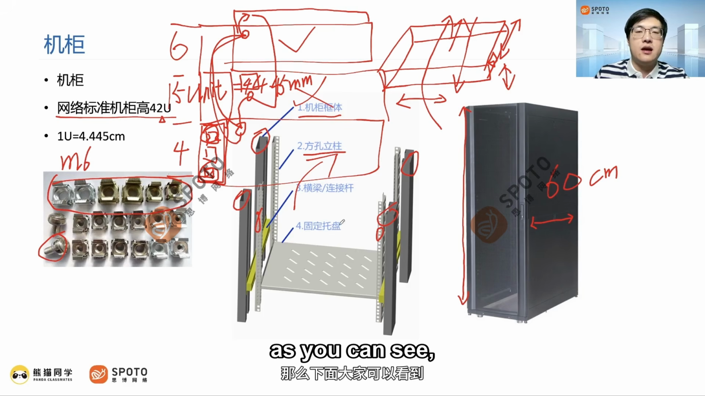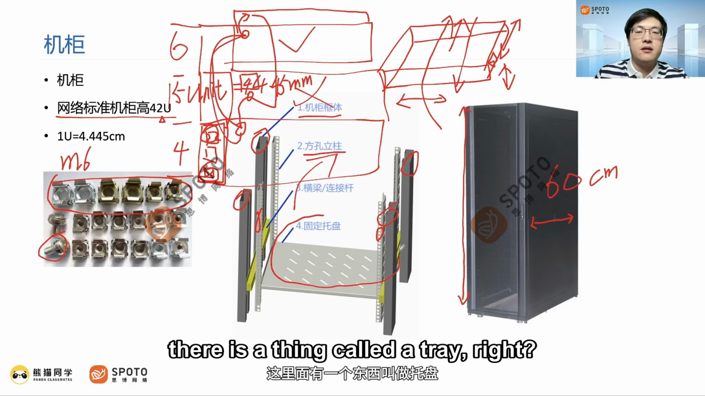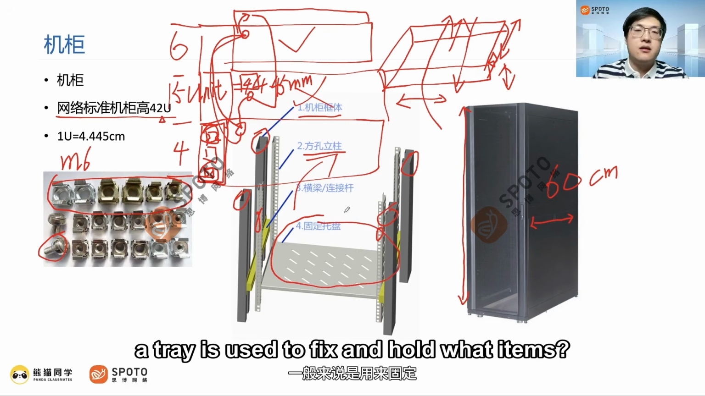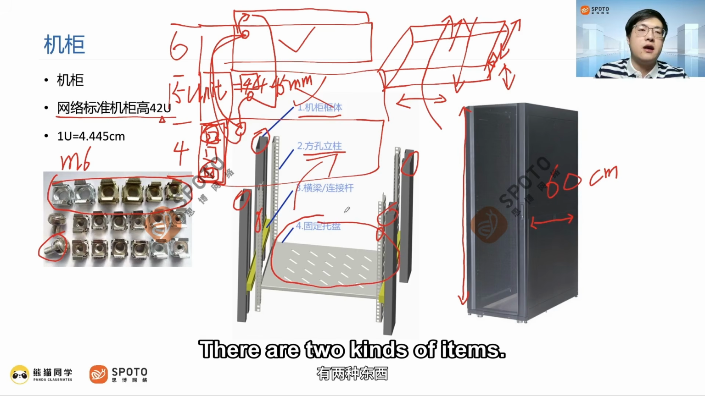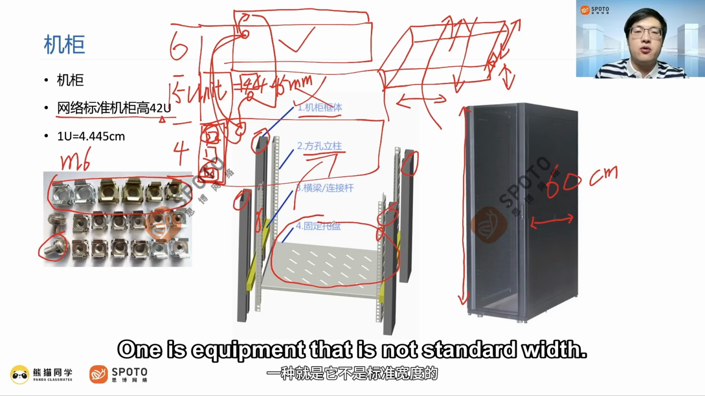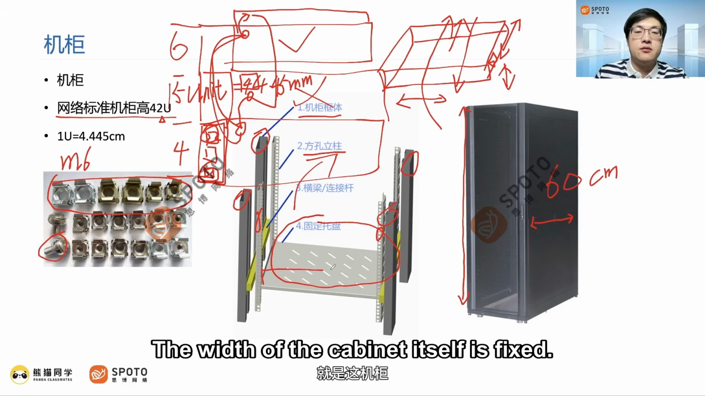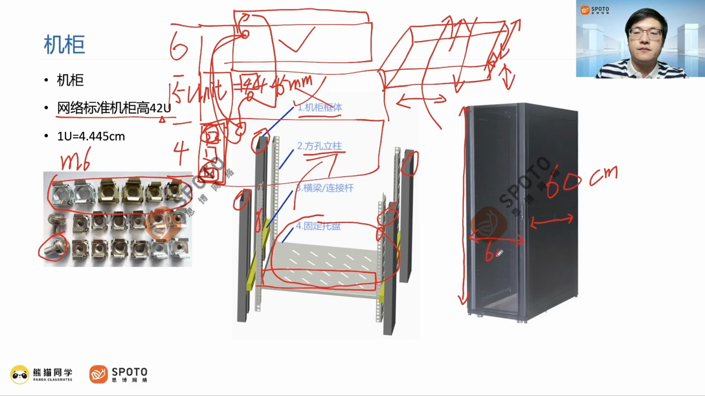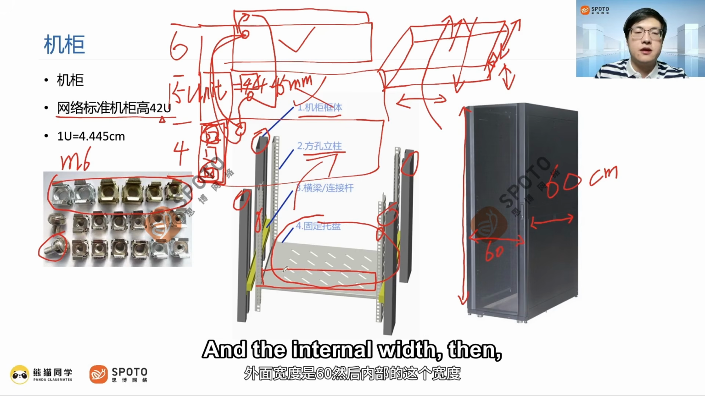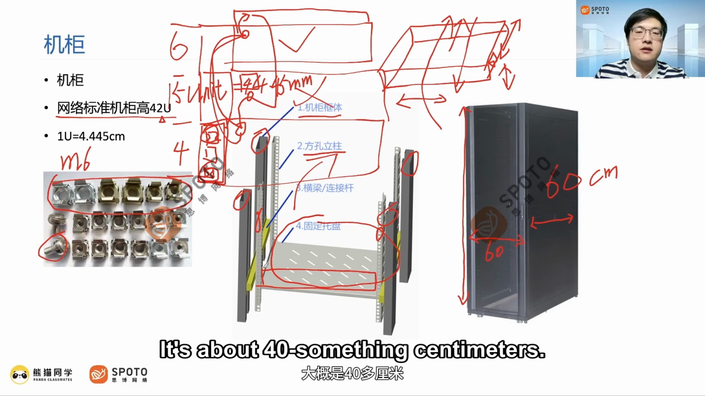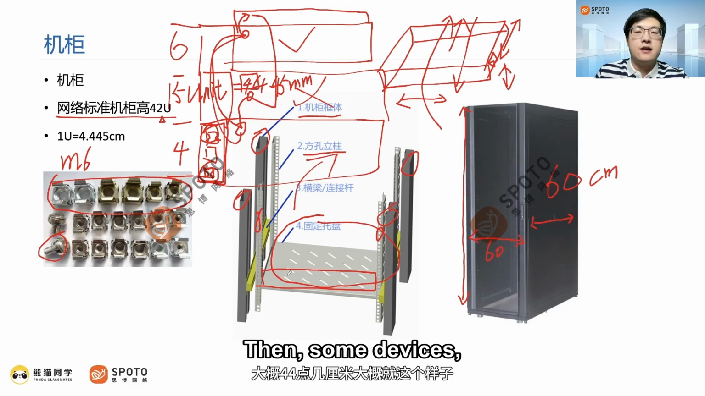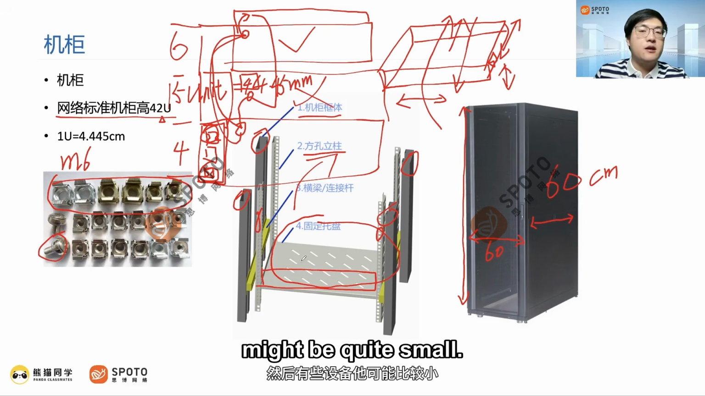Now, next, as you can see, there is a thing called a tray, right? Generally speaking, a tray is used to fix and hold what items? There are two kinds of items. One is equipment that is not standard width. The width of the cabinet itself is fixed. The external width is 60, and the internal width is about 40-something centimeters, about 44-point-something centimeters. Roughly like this.